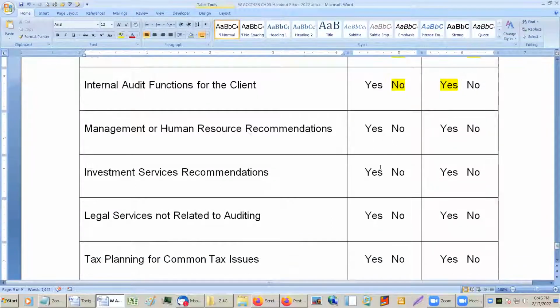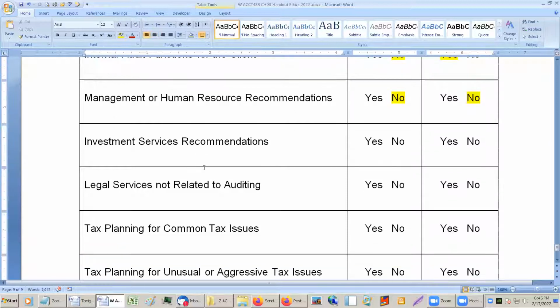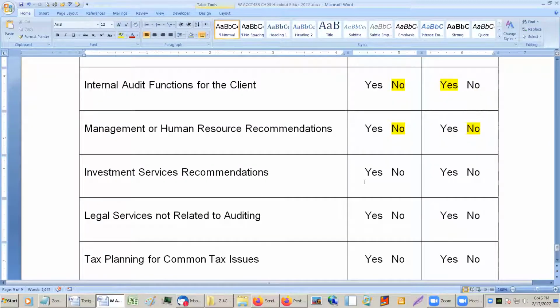Management or human resource recommendations? No. No. Investment services recommendations? No. And this one is yes, but with a big asterisk. You cannot make specific investment picks, for instance, for stocks or bonds or whatever.